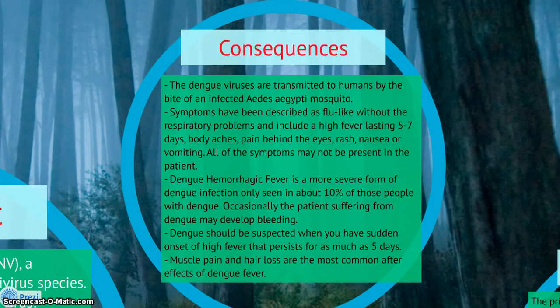Dengue viruses are transmitted to humans by the bite of an infected Aedes aegypti mosquito. Symptoms have been described as flu-like without respiratory problems and include a high fever lasting 5 to 7 days, body ache, pain behind the eyes, rash, nausea, or vomiting. All of the symptoms may not be present in the patient.